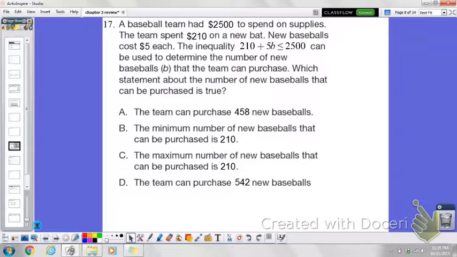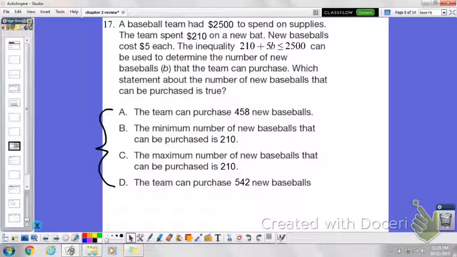For number 17, we have a baseball team had $2,500 to spend on supplies. The team spent $210 on a new bat. New baseballs cost $5 each. The inequality, 210 plus 5b is less than or equal to 2,500, can be used to determine the number of new baseballs, b, that the team can purchase. Which statement about the number of new baseballs that can be purchased is true? So we have to find out which of these choices will work for what we have.